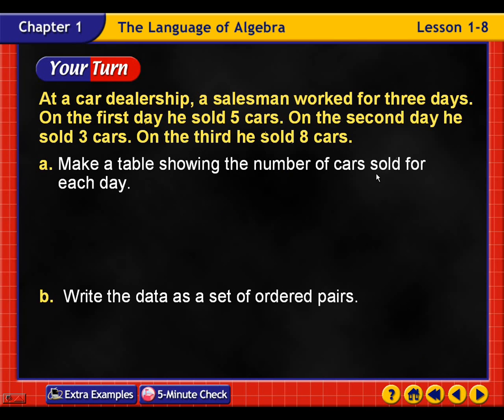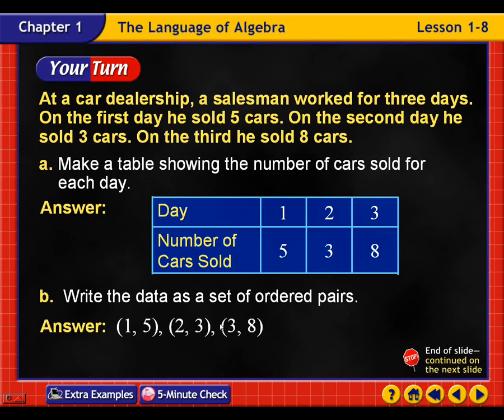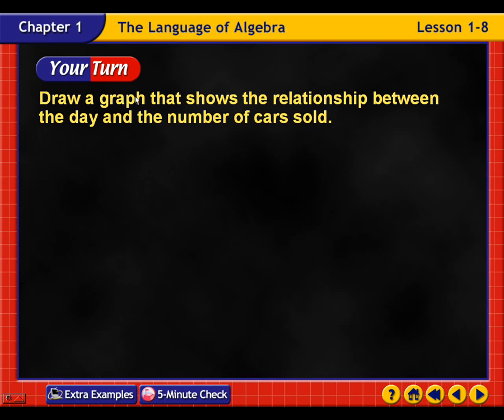Here's another example that you can do on your own. Just pause the video and fill the things in as you see. So on the first day, car sales were 5 cars. The second day, the sales were 3 cars, and the third day, 8 cars. So there's a table of values showing that, and then 3 ordered pairs using those values. Now you're being asked to graph and to show that relationship. Again, pause the video and do that on your own, and then check it out.